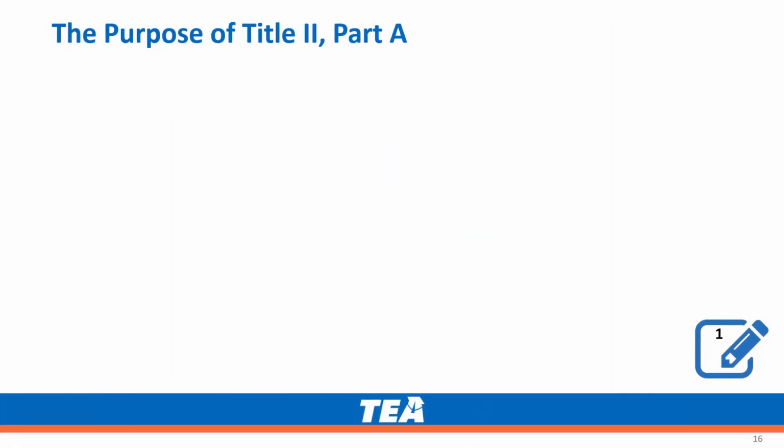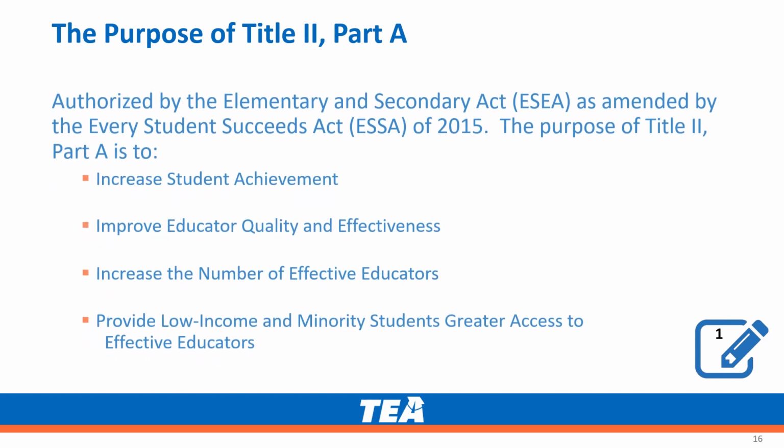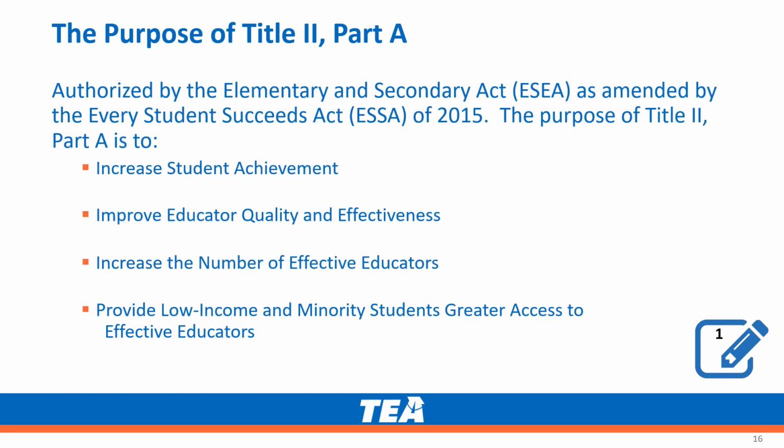The purpose of Title II Part A is to provide grants to SEAs and subgrants to LEAs to increase student achievement consistent with the challenging state academic standards, improve the quality and effectiveness of teachers, principals, and other school leaders, increase the number of teachers, principals, and other school leaders who are effective in improving student academic achievement in schools, and provide low-income and minority students greater access to effective teachers, principals, and other school leaders.